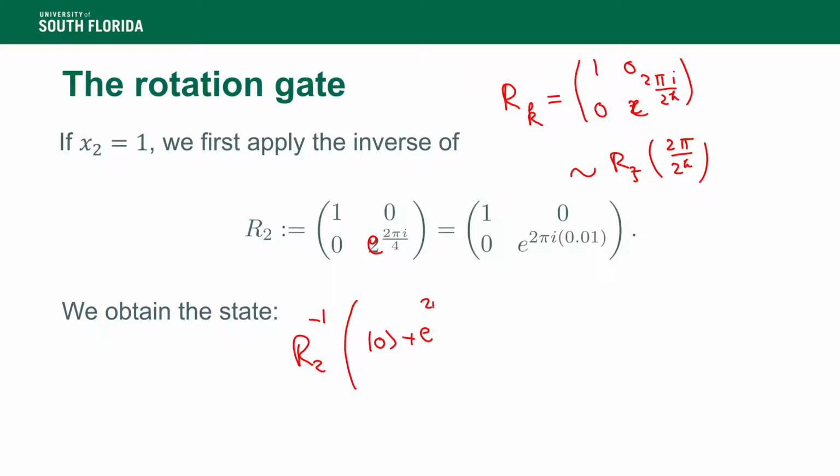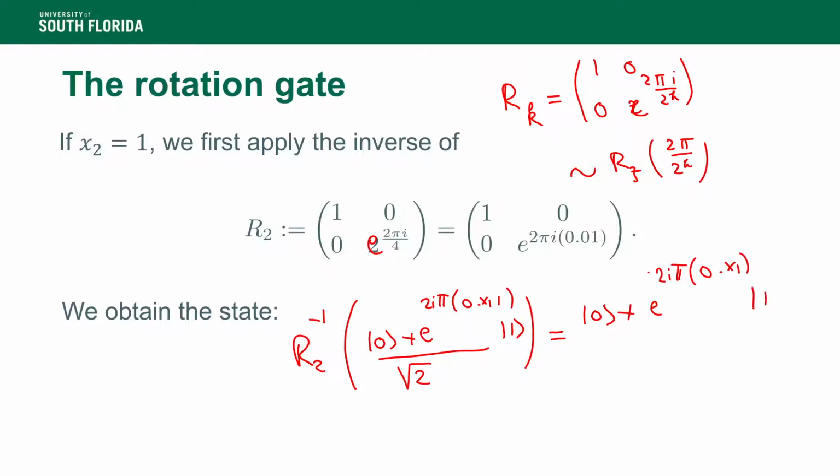So if I apply the inverse of this gate to the state of the second qubit, in the case where I have in the phase 2i pi 0.x1 and 1, so if x2 equals 1, what do I get? Well, the 0 basis vector gets untouched, and a minus 2 pi i 0.01 is applied to the phase of the second basis vector. So what we get is 0 plus exponential 2i pi 0.x1 times 1.